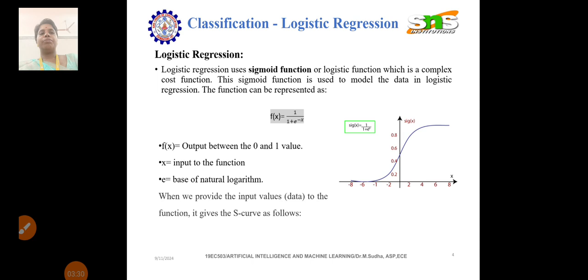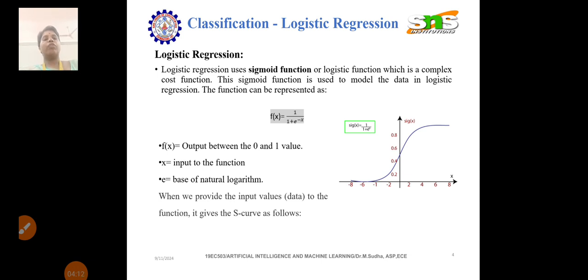Now coming to logistic regression with the example: logistic regression uses the sigmoid function or logistic function, which is a complex cost function. This sigmoid function is used to model the data in logistic regression. The function can be represented as f of x equal to 1 divided by 1 plus e power minus x. This graphical representation shows the x-axis and the y-axis of a sigmoid function.